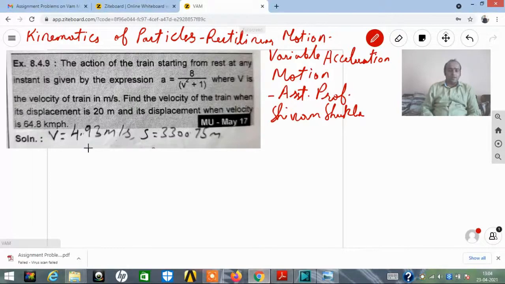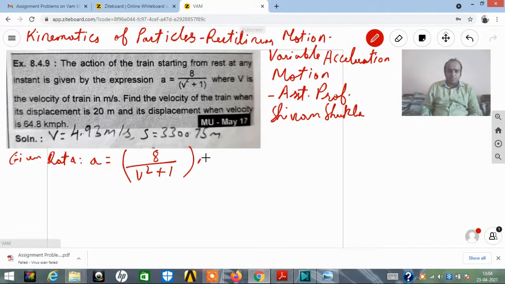The acceleration of the train starting from rest at any instant is given by the expression A. So let me write down the given data. Given data is A is equal to 8 upon V square plus 1, where A will be of course in terms of meter per second square. Equation number 1, where V is the velocity of the train in meter per second. Find the velocity of the train when its displacement is 20 meter and its displacement when velocity is 64.8 kilometers per hour.